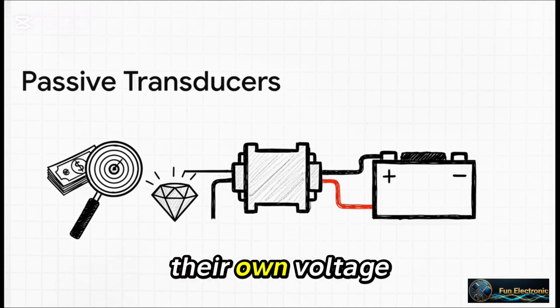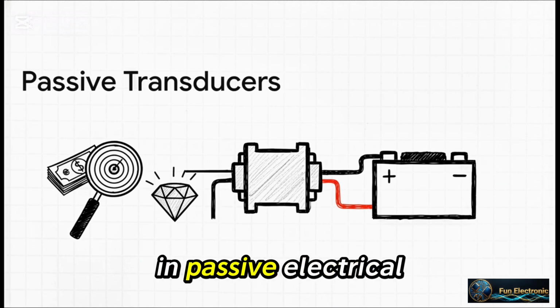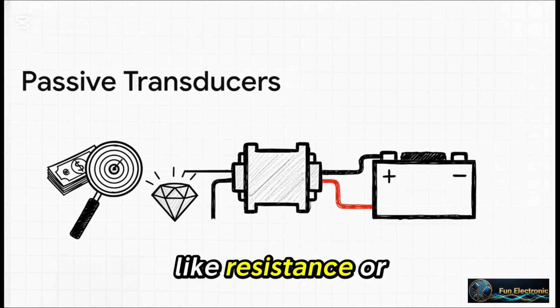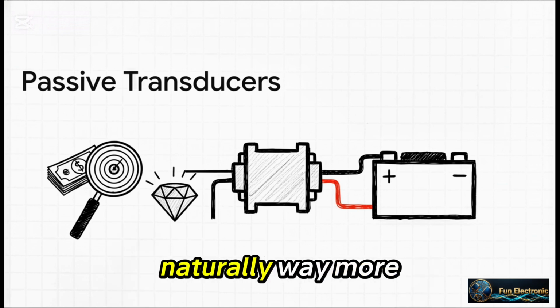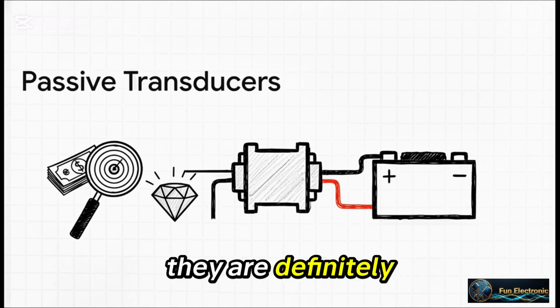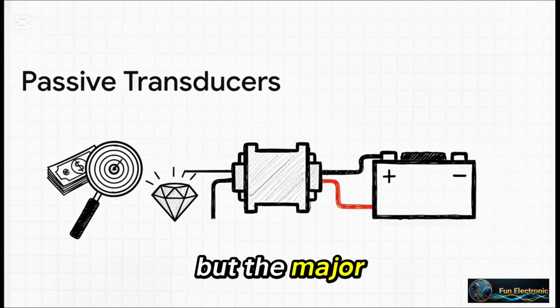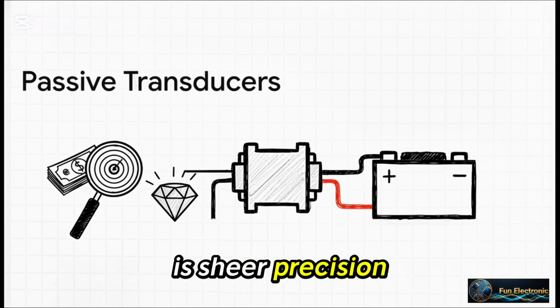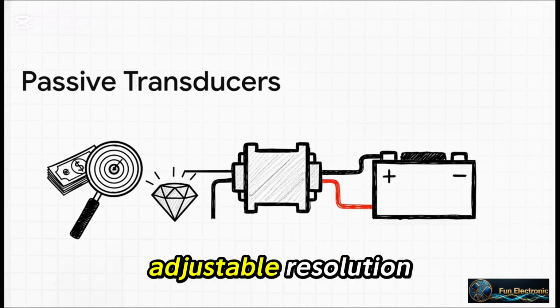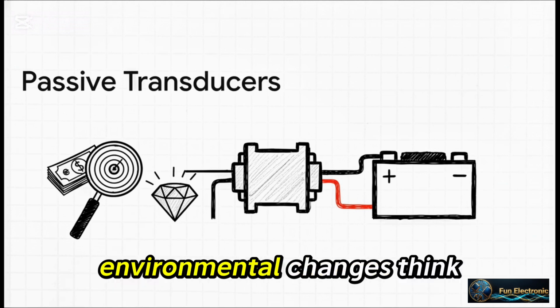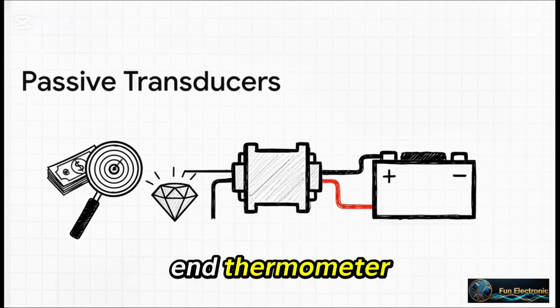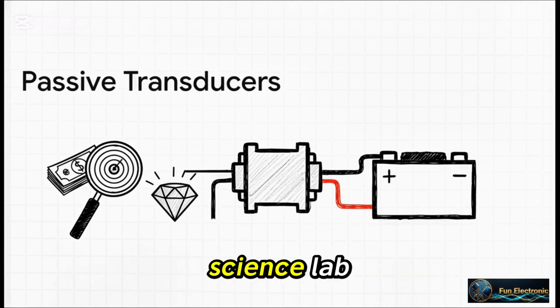Instead of generating their own voltage, they output changes in passive electrical parameters, like resistance or capacitance. Because of this extra power requirement, their design is naturally way more complex, and yeah, they are definitely more expensive. But the major advantage here is sheer precision. They offer high, adjustable resolution, and they are incredibly sensitive to even the most microscopic environmental changes. Think of a high-end thermistor tracking tiny temperature shifts in a science lab.